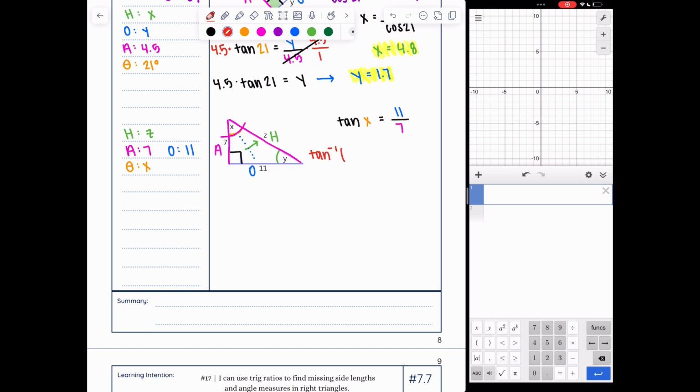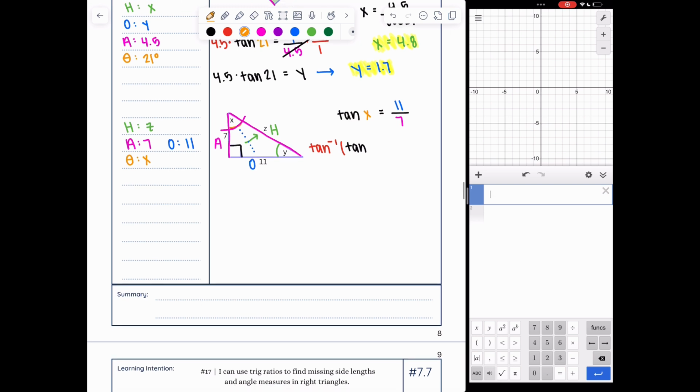If I want to find the value of an angle measure instead of a side, I have to do inverse trig. So the inverse of tangent is inverse tangent. If I take the inverse tangent of the tangent of x, basically I've undone the tangent function. So that's going to allow me to get rid of both of the inverse tangent and the tangent on the left. If I take the inverse tangent on the left-hand side, I have to do it on the right-hand side. So I have to take the inverse tangent of the opposite side over the adjacent side, which is the fraction 11 over 7.